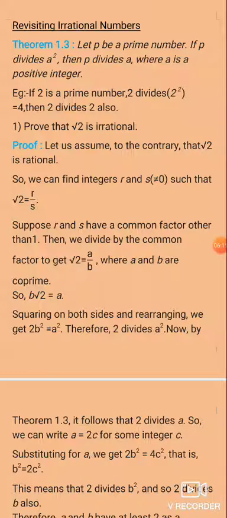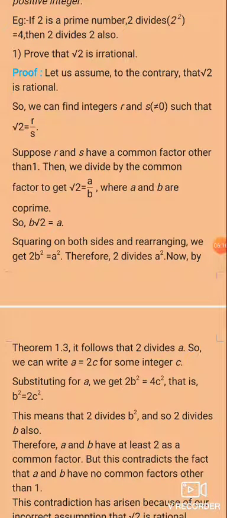So we can write a is equal to 2c, a multiple of 2, for some integer c. Why do we consider a is equal to 2c? Because we need to show that b also has 2 as a factor. Now substituting for a the value a is equal to 2c in 2b square is equal to a square.